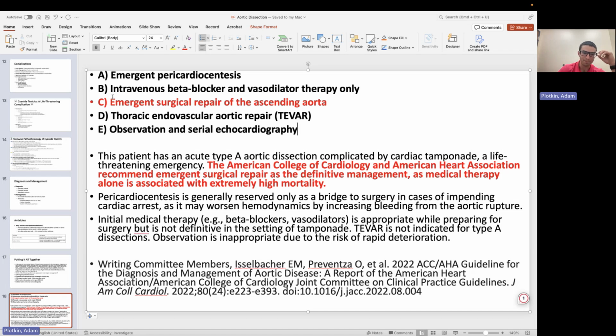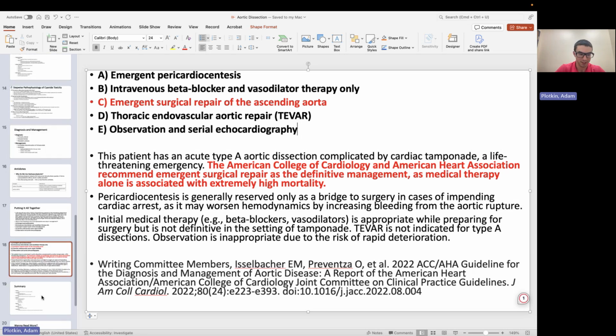Okay. Beta blockers and vasodilators are classically used. Look at the patient's blood pressure, right? In this case, 80/50, not going to be a good option. Not going to be a good option on its own, also, if it's type A. So hopefully that all makes sense.